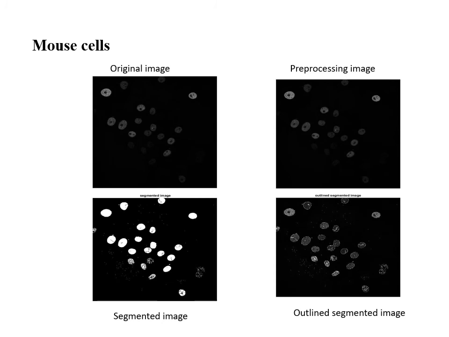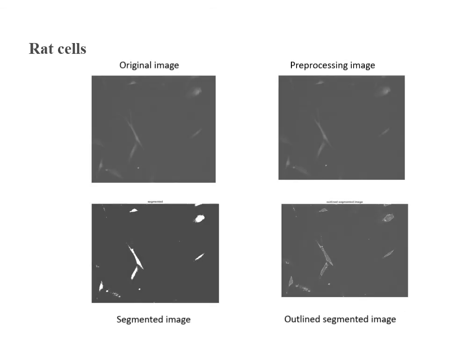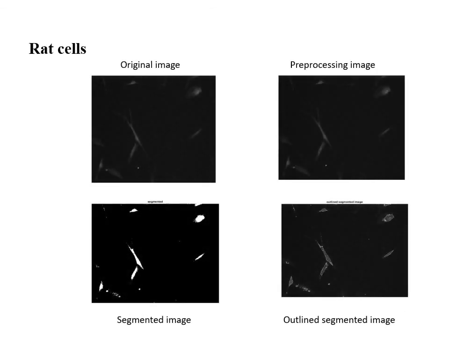These are the images of the mouse cells, from original to pre-processing, then applying segmentation, then outlining them for counting of the cells. These are the rat cells, where the original image is pre-processed, then segmented, and then outlined for counting the number of cells.